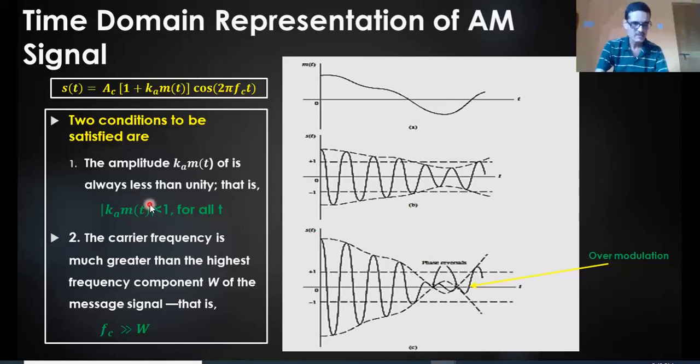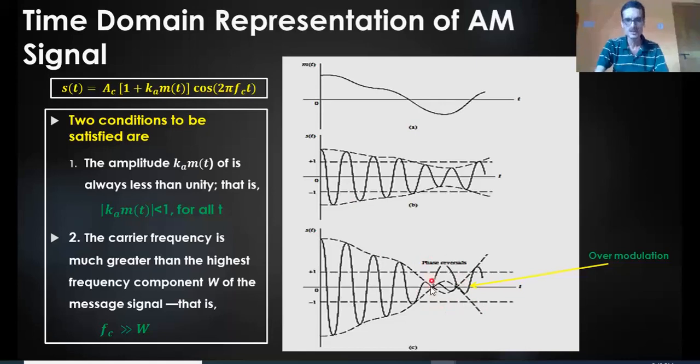If the magnitude of Ka m of t is less than 1, we get a perfect modulation, which is called under modulation. If Ka m of t is equal to 1, or if mu is equal to 1, we call this 100% modulation. If mu is more than 1, we get over modulation, where there is a possibility of distortion.